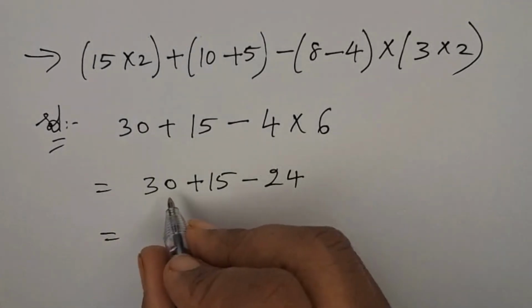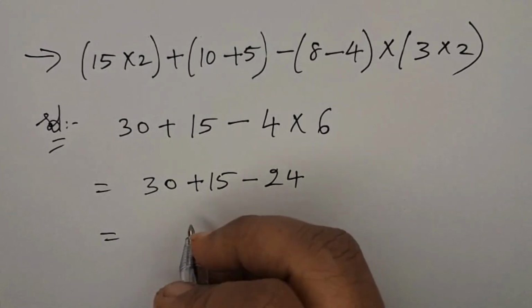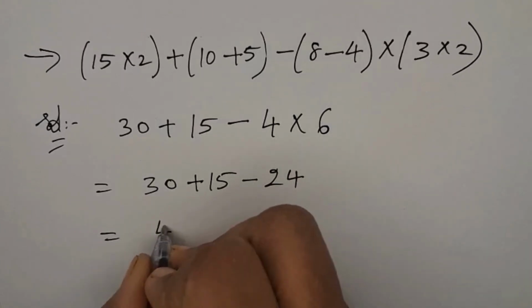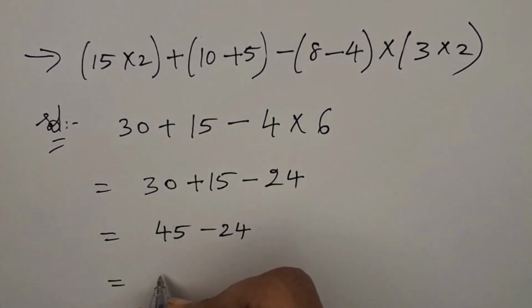So that is equal to, the next one is addition. You have to add 30 plus 15. 30 plus 15 is 45 minus 24. That is equal to 21.